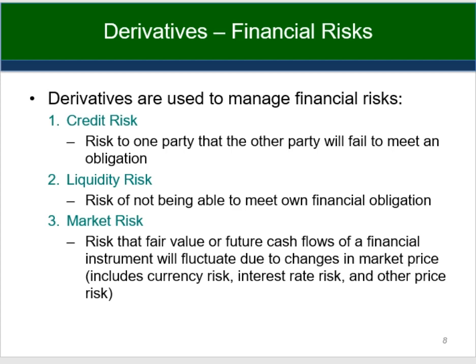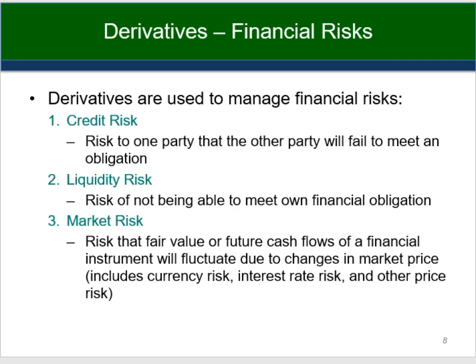So derivatives are used to manage several kinds of financial risks, such as credit risk, which is the risk that one of the parties to the contract will fail to fulfill its obligation under the contract. And that would cause the other party to lose money. For example, credit risk is often associated with the collection of an amount owing. Liquidity risk is the risk that the company itself will not be able to honor the contract and fulfill its obligation. The more debt that a company has, the greater the risk that it will not be able to repay its debt, and the higher the liquidity risk.